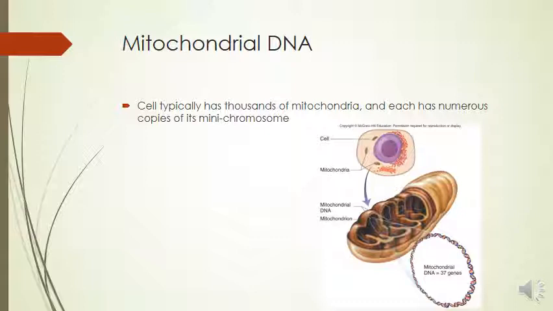If you can remember the endosymbiotic theory about chloroplasts and mitochondria actually being bacteria that were engulfed by a host cell, this makes a lot of sense because of the fact that the mitochondria are able to self-replicate. They replicate on their own. They do not require the host to replicate. The cell typically has thousands of mitochondria, and each has numerous copies of its chromosome.